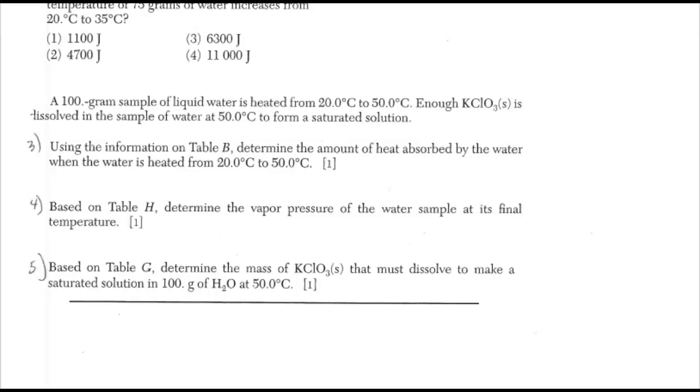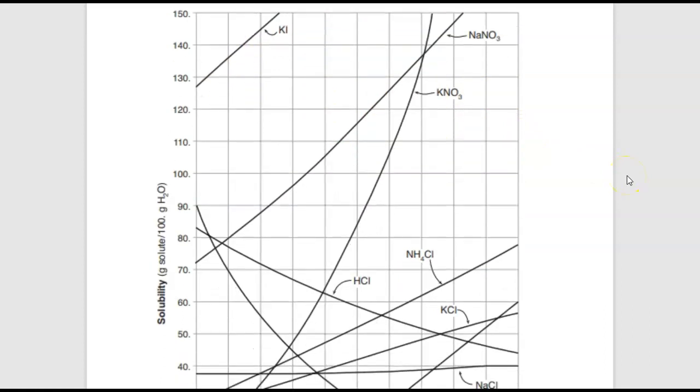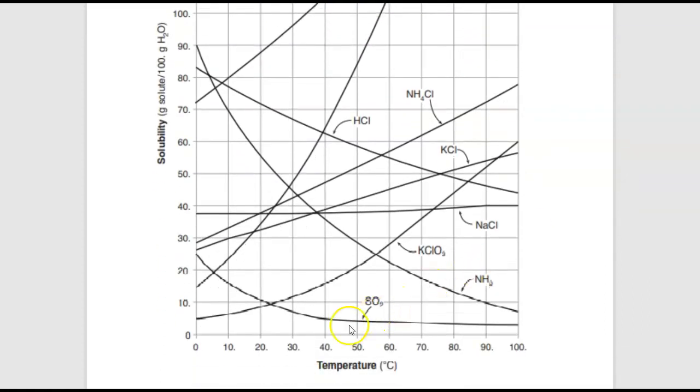Let's run to 5. Now we're going to table G. It says determine the mass of the potassium chlorate that must dissolve to make a saturated solution in 100 grams of water at 50 degrees Celsius. Well, let's do that. Table G is our solubility curves. That's what will fit in 100 grams of water. That's on the y-axis here for a certain solute. And the solutes, of course, these lines are different because different solutes are going to have different properties. Now, we were dealing with potassium chlorate. You have to find the potassium chlorate line, all right, and use the little arrow.